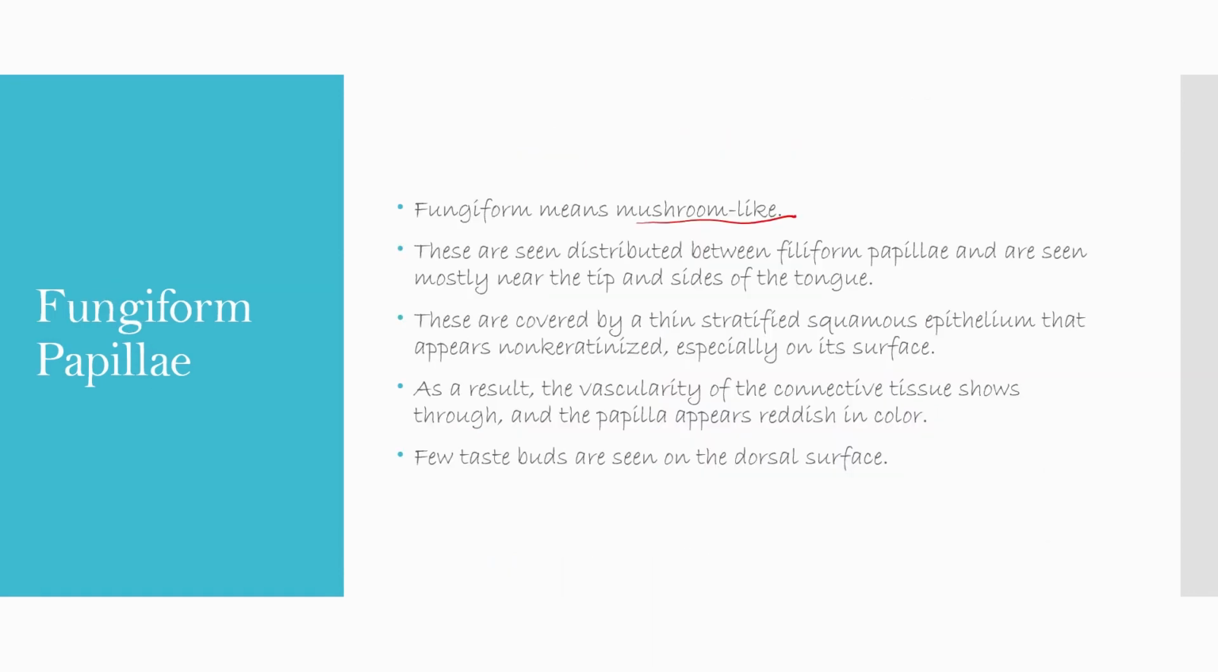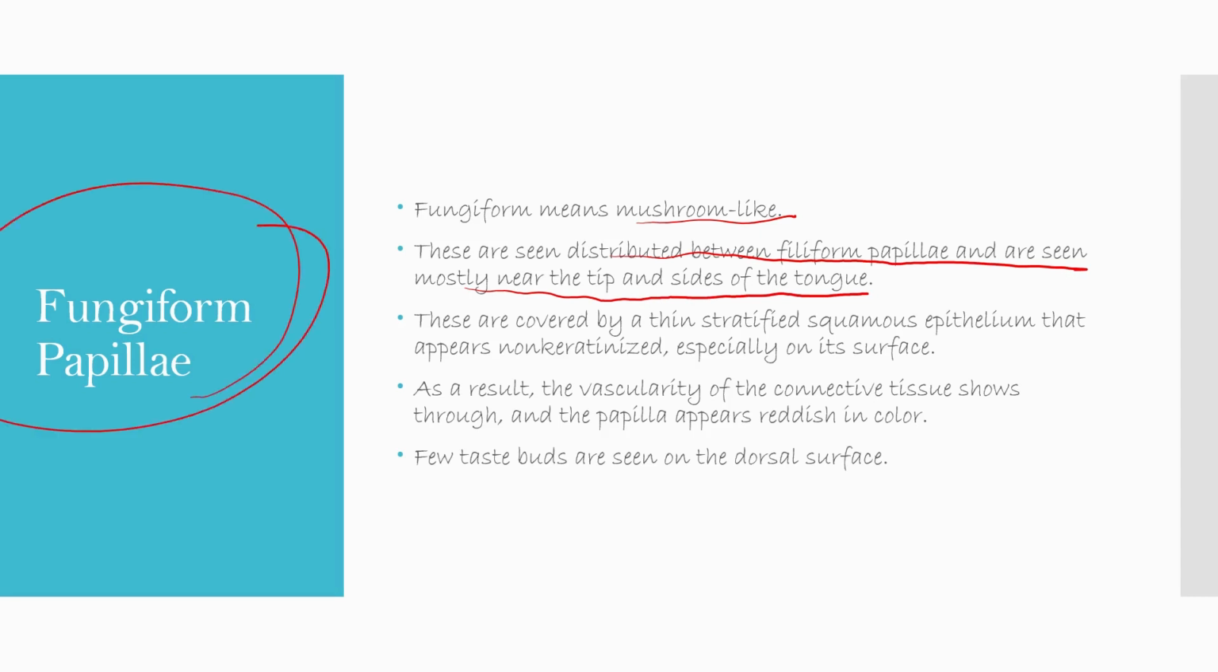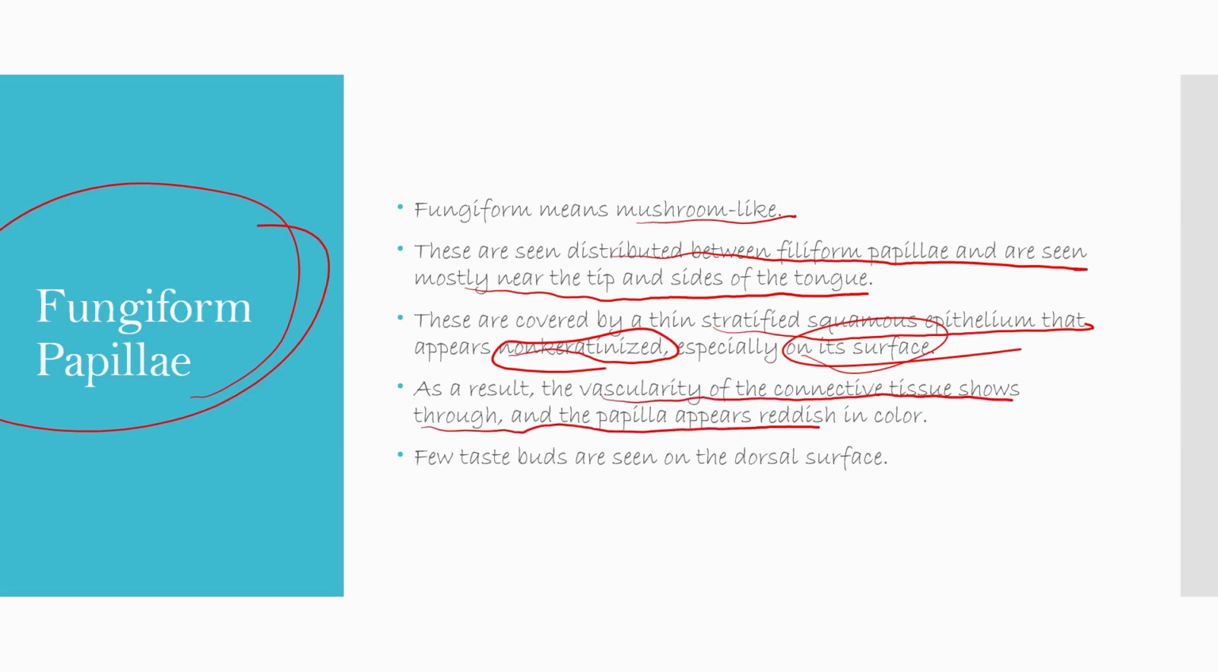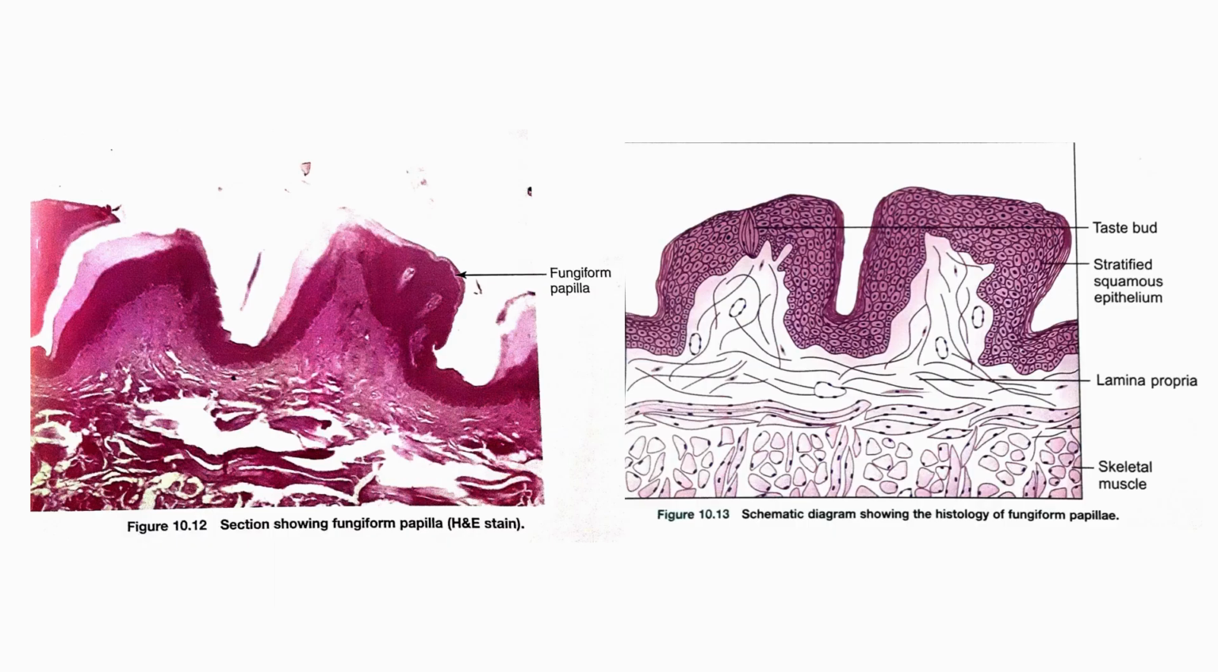Fungiform means mushroom-like. They are distributed between the filiform papillae and are seen mostly near the tip and the sides of the tongue. It contains some taste buds and helps the filiform to create taste. These are covered by thin stratified squamous epithelium that appears non-keratinized, especially on its surface. As a result, the vascularity of the connective tissue shows through and the papilla appears reddish in color. Few taste buds are seen on the dorsal surface.